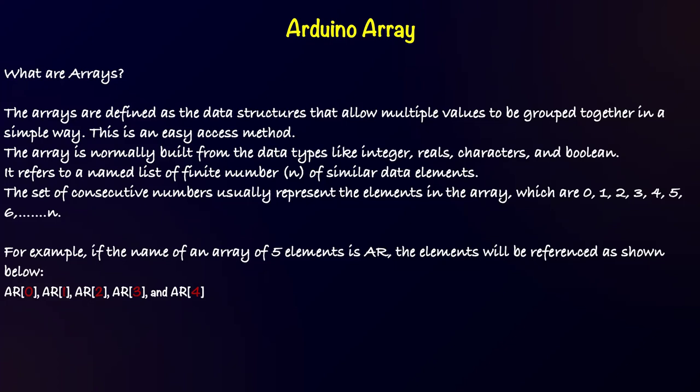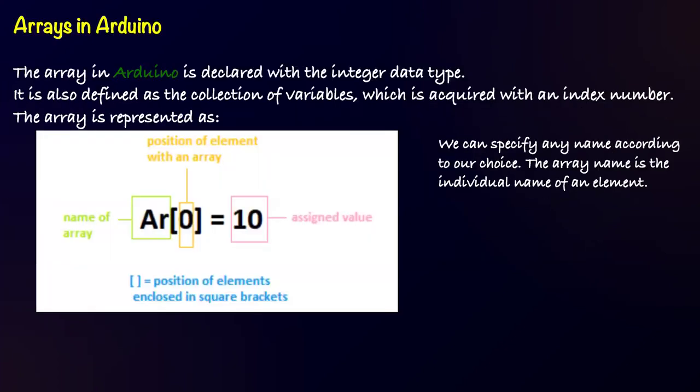I hope this concept is clear to you. Arrays in Arduino, what we are going to study: the array in Arduino is declared with the integer data type. Basically we use the integer data type to declare the array. It is also defined as a collection of variables which is accessed with an index number. So this is how the array is being represented.